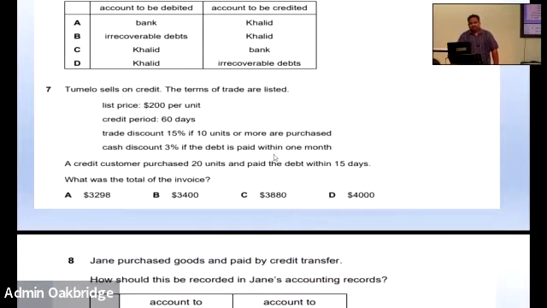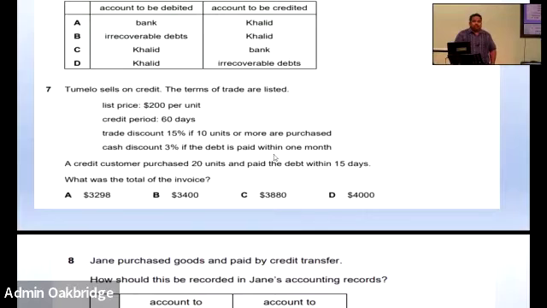Now we did the calculation, but what is the question asking you? How much is the total invoice? Does the invoice include cash discount, yes or no? No. The invoice does not include cash discount. The invoice only has trade discount.